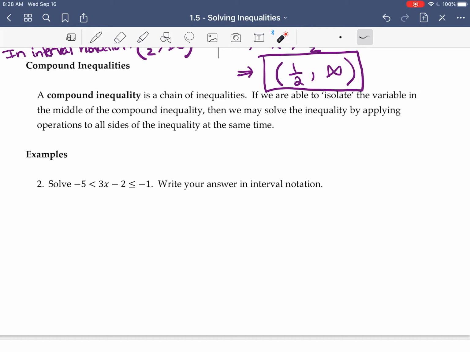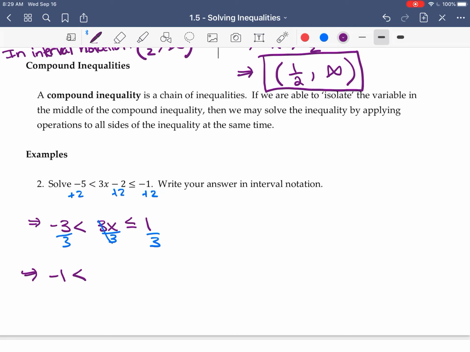So we want to solve this middle bit for x. To do that, I'd want to add 2, so I'm going to add 2 to all sides. That means negative 5 plus 2 is negative 3. And then I just have 3x in the middle. And then negative 1 plus 2 is positive 1. Now I want to divide by 3 to get rid of this 3. It's a positive number, so I don't have to flip, but I divide everything by 3. So that's going to be negative 1 is less than x, which is less than or equal to 1/3.